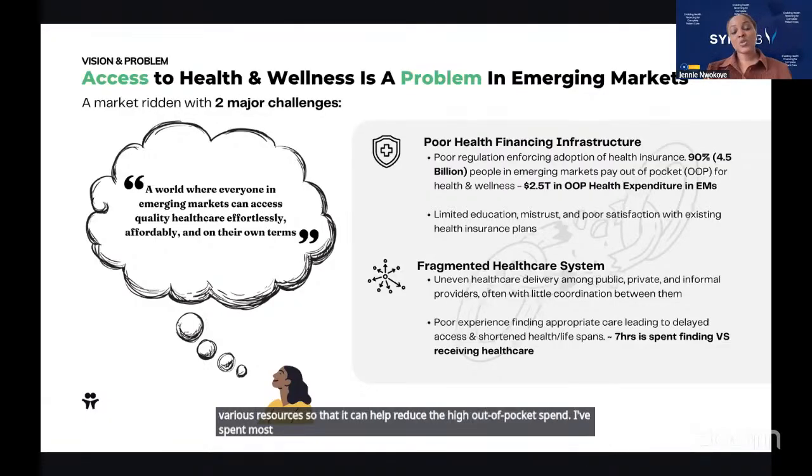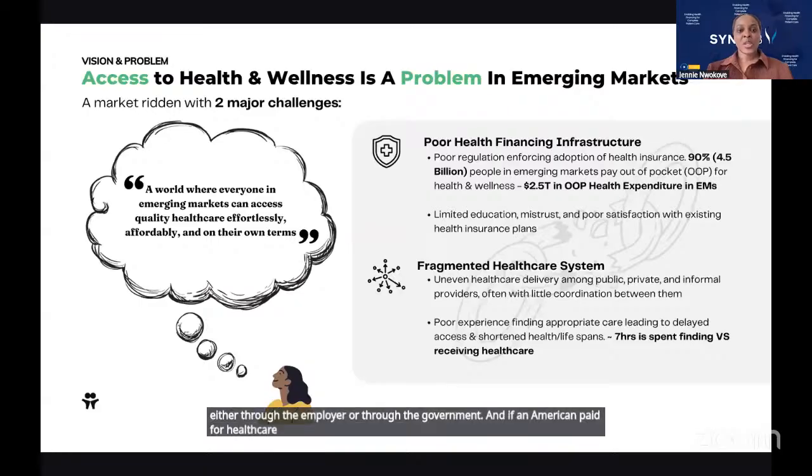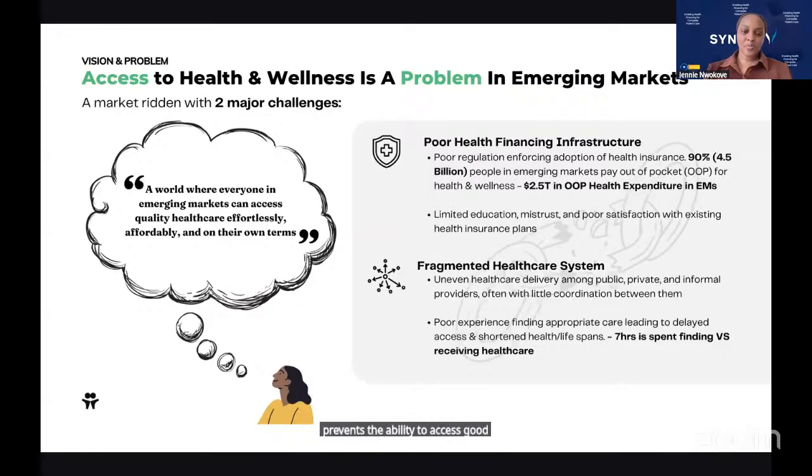I've spent most of my life living in the United States. I'm currently living in Nigeria now. But in the United States, I would say over 90% of Americans have some sort of health insurance, either through the employer or through the government. And if an American paid for healthcare out of pocket, they would be going into poverty because healthcare is very, very expensive. Now bring that to Nigeria and many African countries, or even in emerging markets, where many pay for healthcare out of pocket. This very challenge prevents the ability to access good health and well-being. Couple that with the fragmented healthcare system.